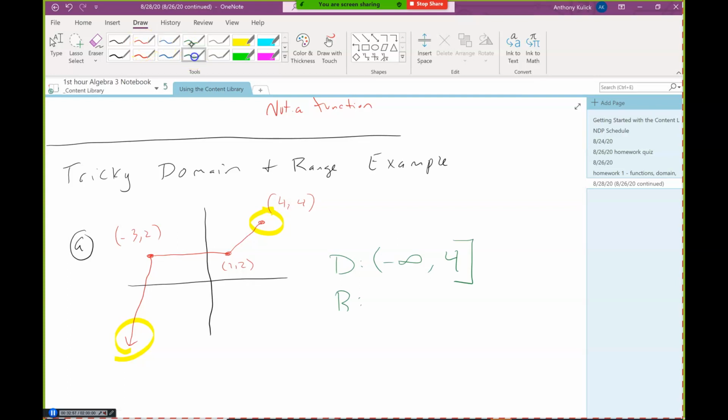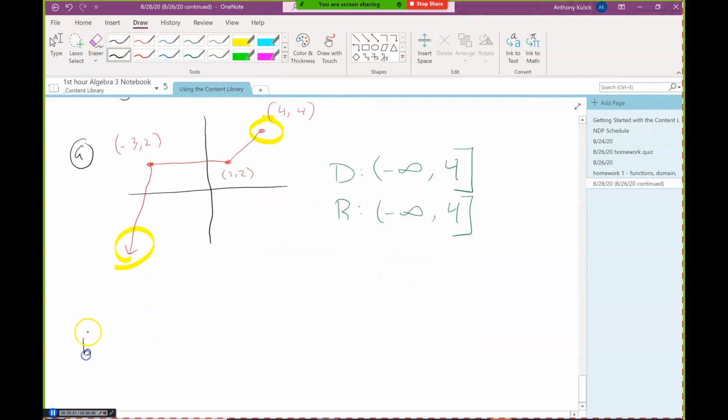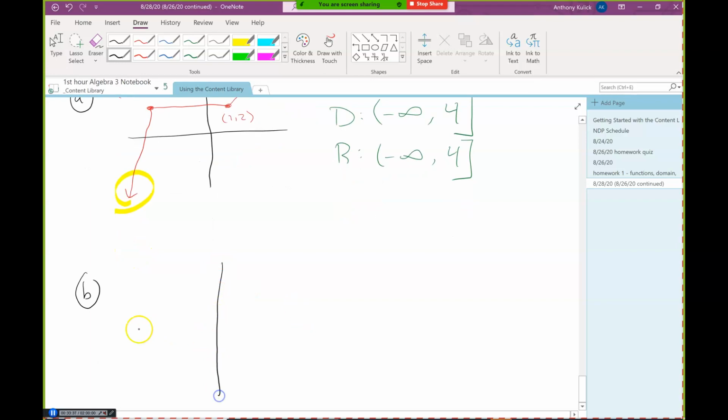Let's do the range now. What's the lowest point on my graph? -infinity. Good. And the highest point again is 4. And that 4 should have a bracket because it's the same point that the rightmost point was. Everybody's okay there? Let's do another.